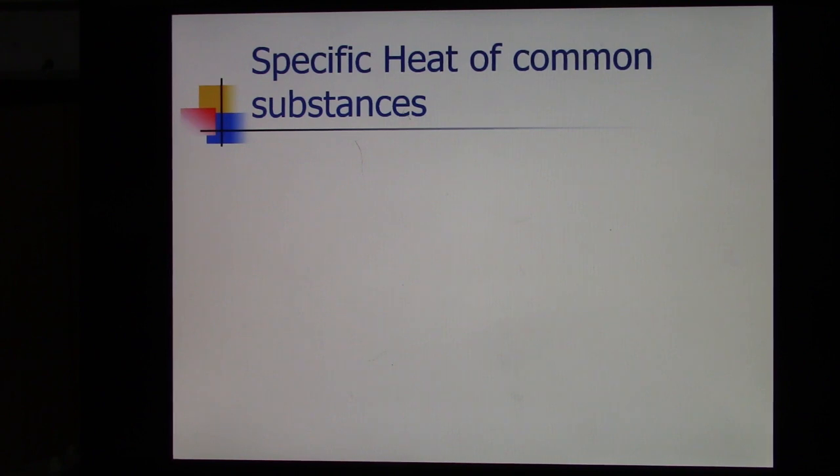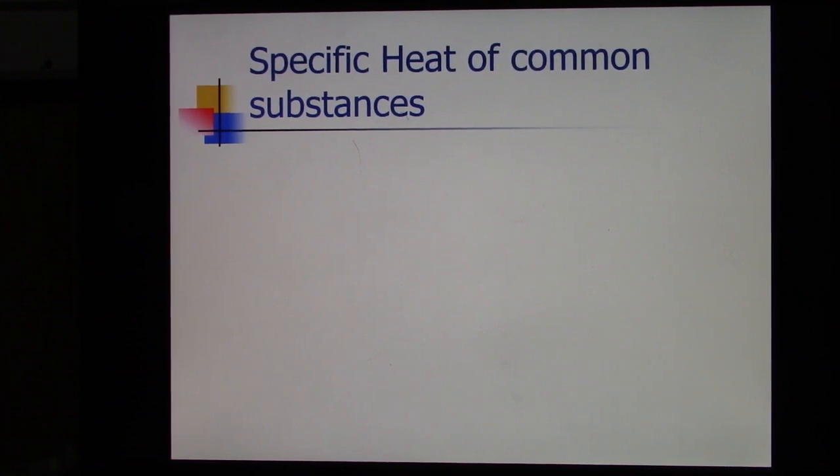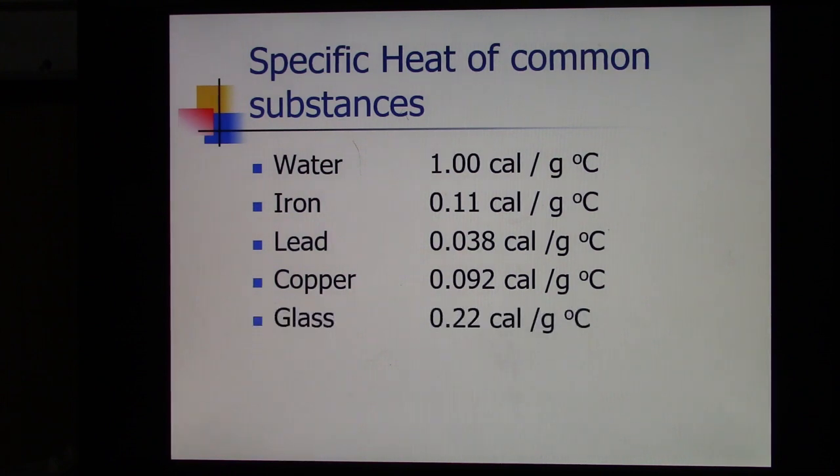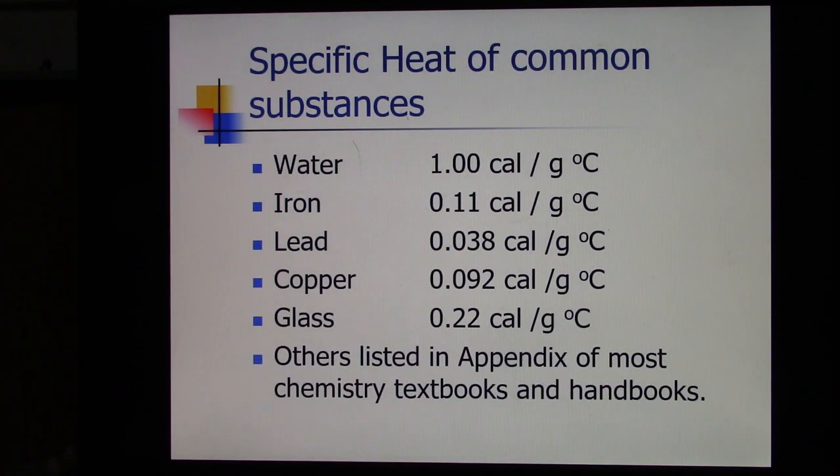Here are the specific heats of some common substances. I'm pretty sure your teacher or professor won't expect you to memorize the numbers, because you can always look those up, but it's always good to know water. Water's specific heat is 1 calorie per gram degree C, or 4.184 joules per gram degree C. So that's a good reference one. Then iron, lead, copper, glass. Others are usually listed in the appendix of most chemistry textbooks and handbooks.